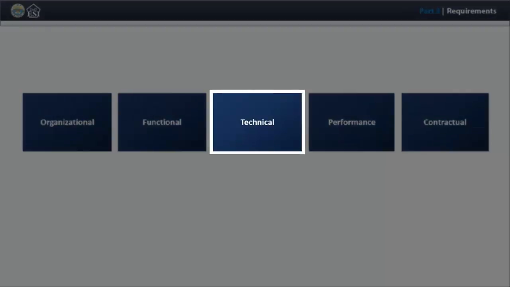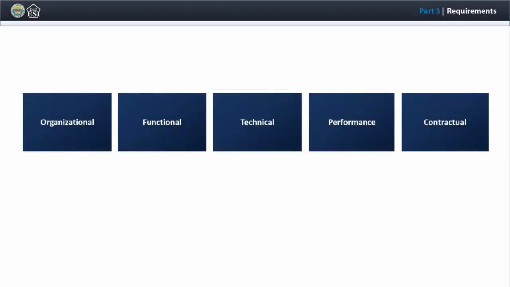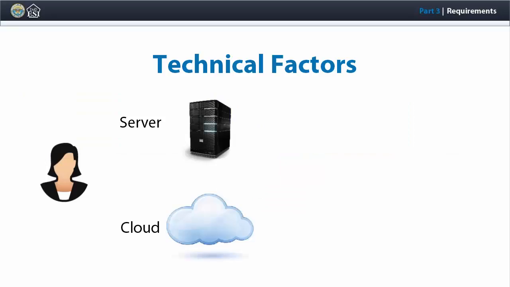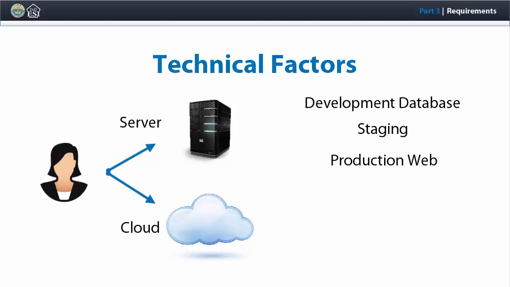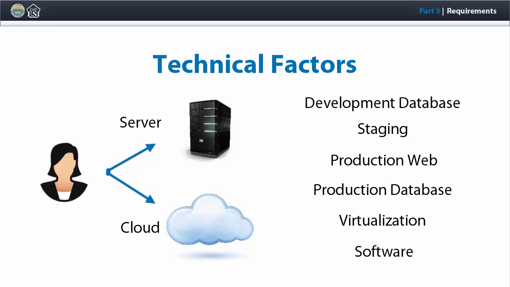Next, we will cover technical factors in a requirements document. You should identify the environment or infrastructure in which the software will operate. For example, will you need a development database server? What about a staging or production web server and production database servers? Is your team considering virtualization or deploying the software to the cloud?